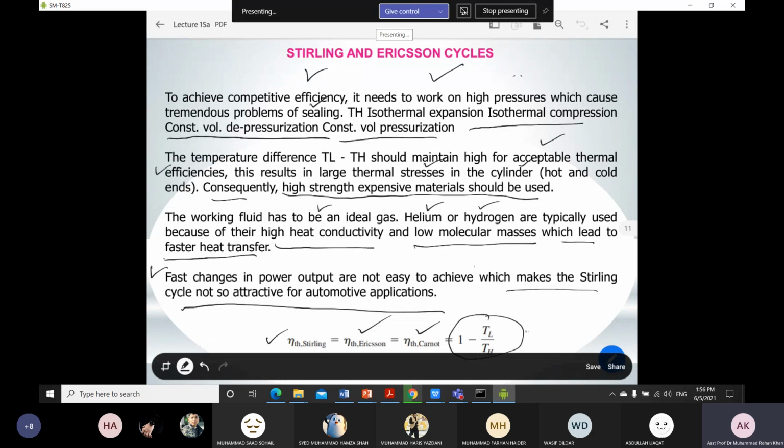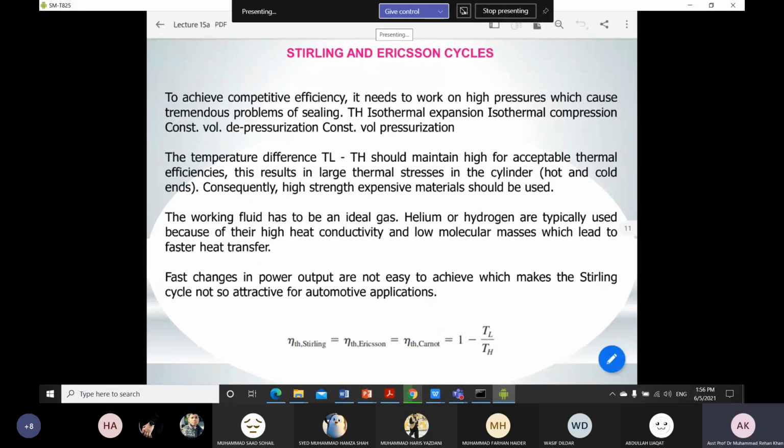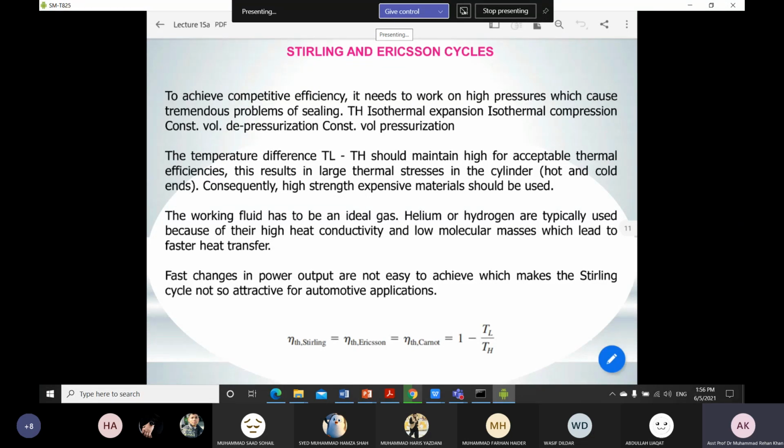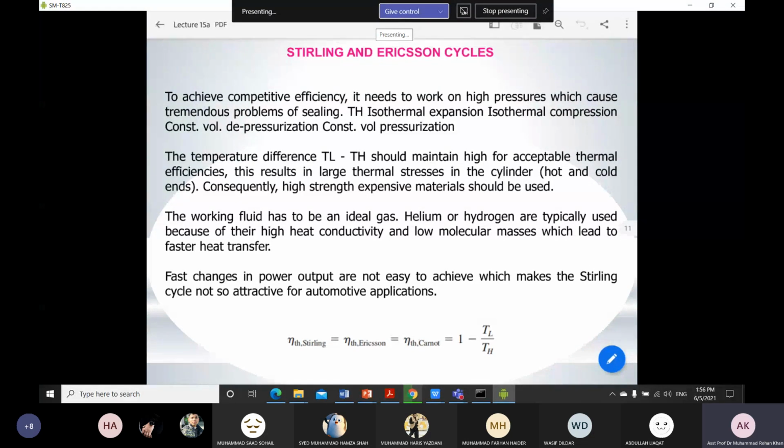Okay, so now we have not enough time to solve one problem. Okay, so if you have any question, you can ask me. And for today's lecture, we will just stop there, and then from tomorrow we will discuss further some problems related to the Stirling and Ericsson cycle.